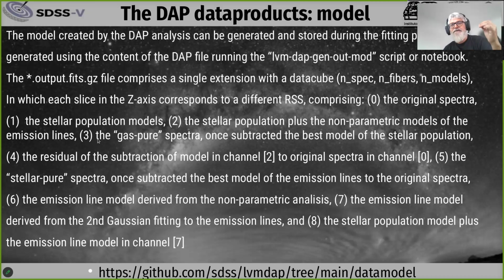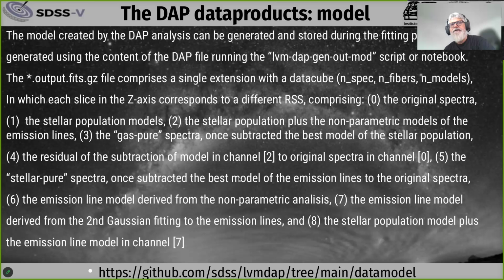So basically the sum of adding the stellar population and the emission lines to channel 0, so it could be like a residual. 5 is stellar pure, so we subtract the emission lines and we obtain a spectrum without the emission lines. 6 is the emission line model derived from the non-parametric analysis. And 7 is the emission lines derived from the second Gaussian fitting. And 8 is the stellar population model plus the emission lines in 7.